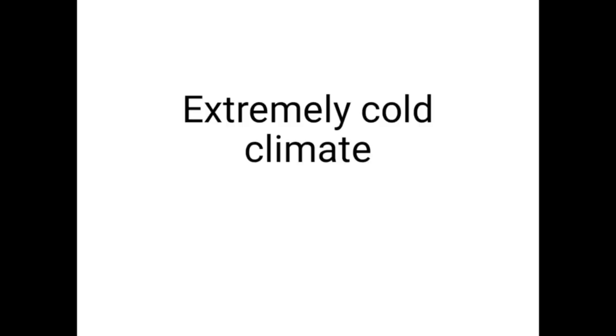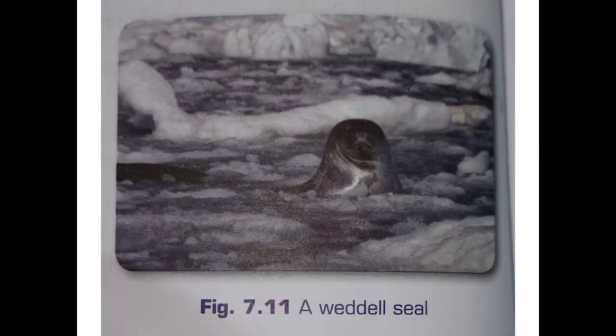Our last topic is extremely cold climate. Regions like the Arctic and Antarctic are examples of areas which have extremely cold climates throughout the year. In such areas, it is very difficult to survive. As the temperature is extremely low, most of the water is present in frozen form. Animals like Weddell seals and Antarctic krill are present in extremely cold climate.